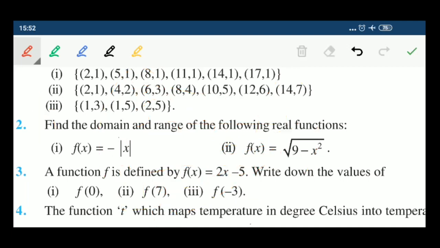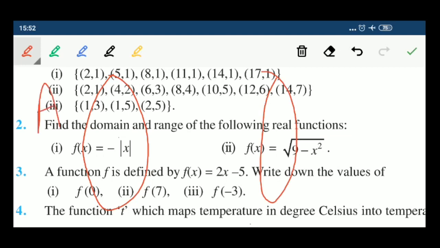Now I am going to start the second part. In the second part, again let us suppose we have two sets, set A and set B, and set A contains these elements 2, 4, 6, 8, 10, 12 and 14.